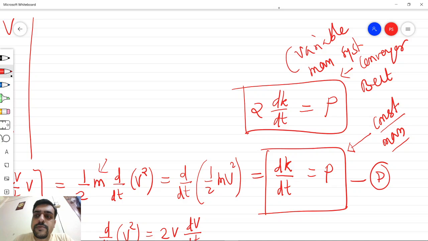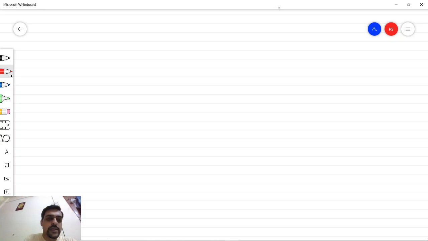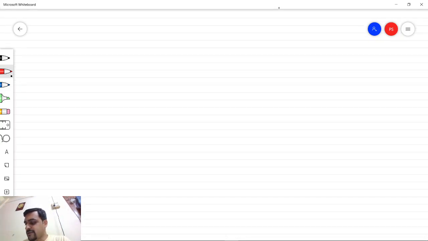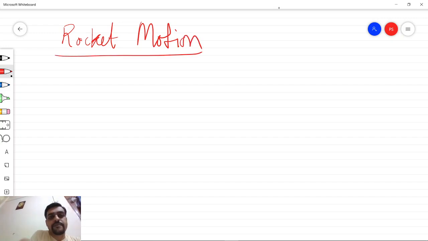So the essence of this important observation was to show that whenever a system is of variable mass, it behaves slightly differently than the ordinary cases. Let us try to discuss another example, which is a very famous one, of motion of a rocket. So let us label it as rocket motion.